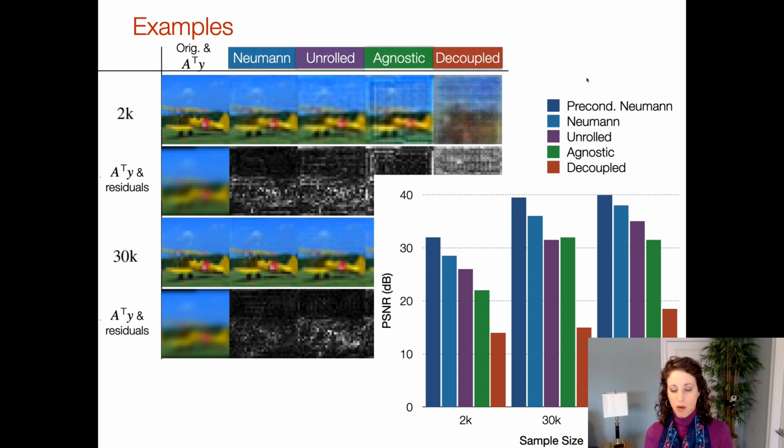And so across the board, what we see is that these methods that, first of all, integrate A into the training process from the beginning, and which exploit this special architecture of the Neumann network, give us high peak SNRs for a range of different sample sizes, training sample sizes.